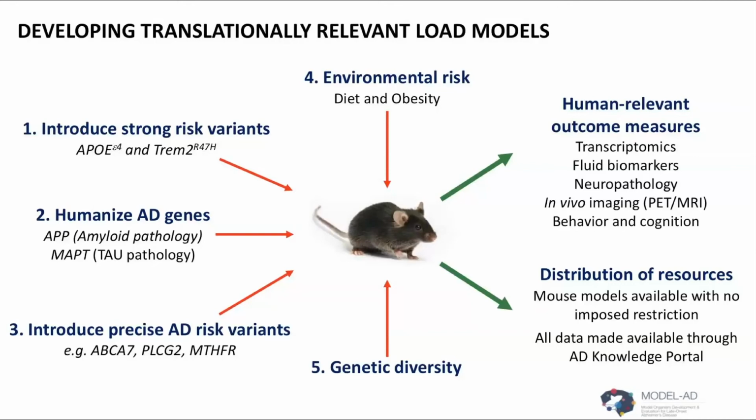The third one was to think about late onset Alzheimer's disease as a collection of risk variants that conspire together to increase the disease. And so for this, we need to identify very precise risk variants by leveraging the human AD data that's available, and introduce those into mice on top of what might be a sensitized background, such as mice containing ApoE and TREM2 and humanized APP.